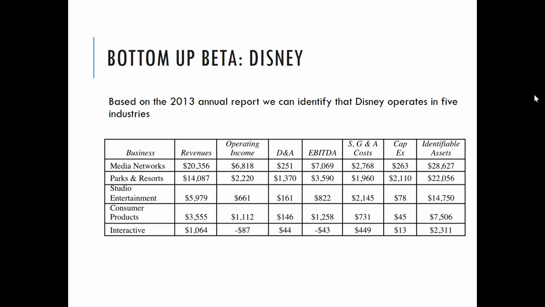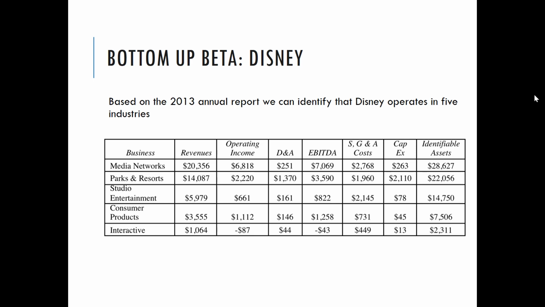So for Disney, what you might do is, again, you would identify the segments that they operate in. Usually you do this by going through the footnotes. In the footnotes in the annual report of 2013, you'd figure out what the revenues are, what the operating income is, what are some of the key financials with each part of the business. And you'll use these later on to figure out what is the weight of each part.